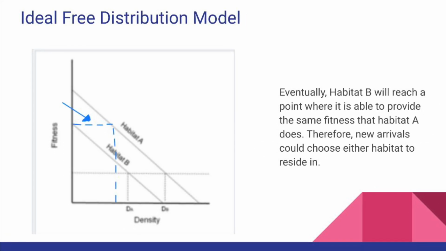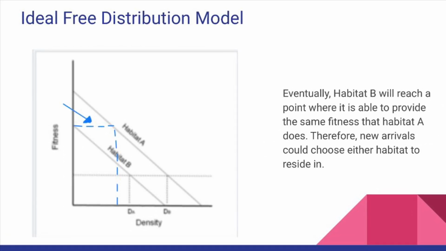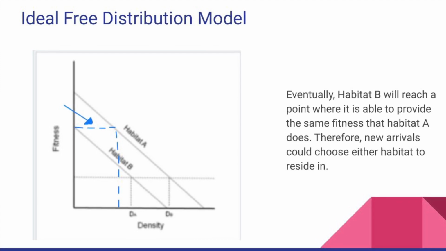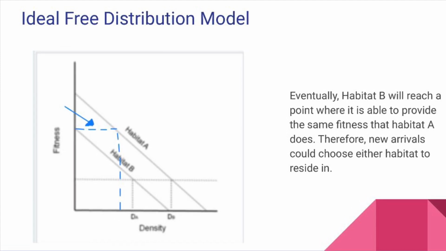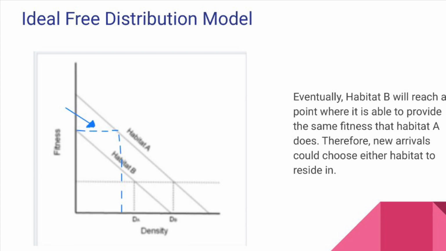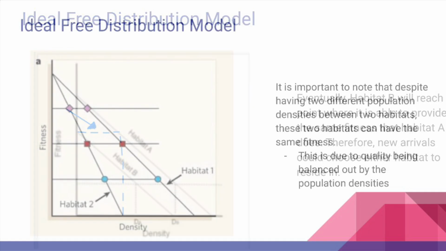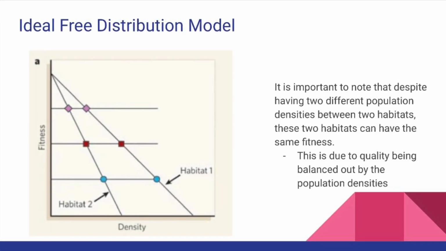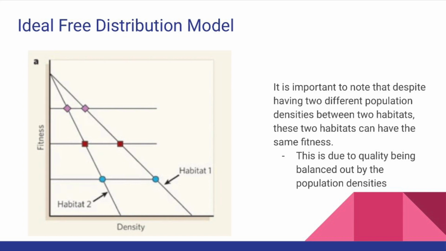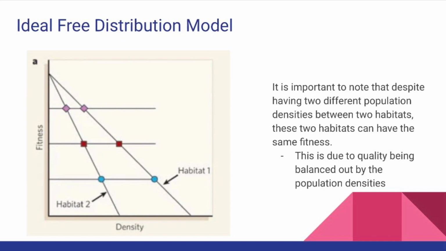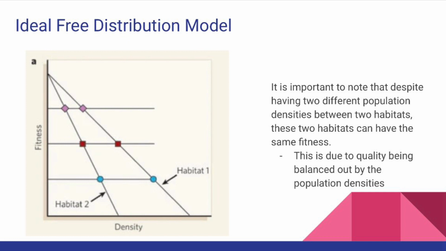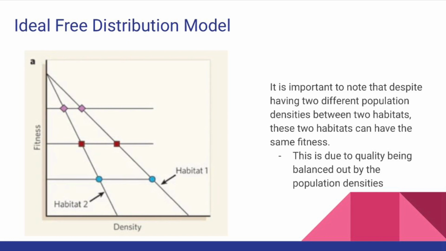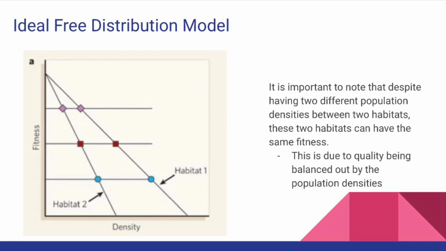And at the point indicated in the graph, we see that habitat B will reach a point where it is able to provide the same fitness that habitat A does. Therefore, new arrivals could choose either habitat to reside in. It is important to note that despite having two different population densities between two habitats, they can have the same fitness. So we could see at these two blue dots, while they have different population densities, their fitnesses are the same.